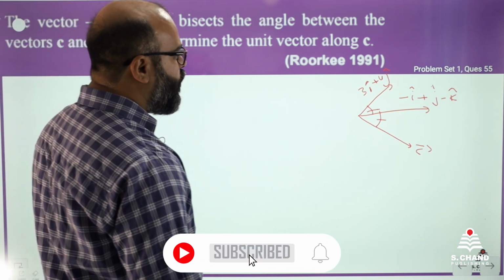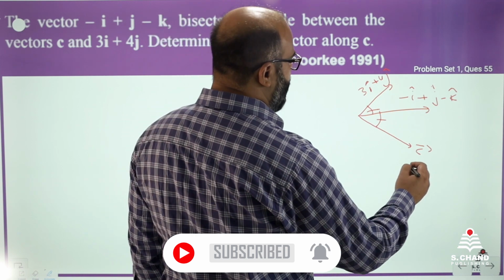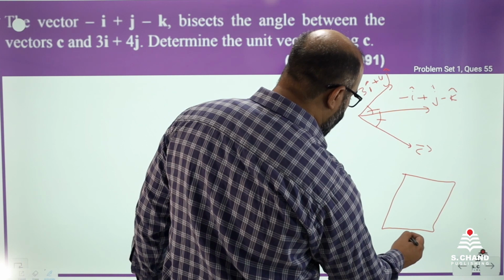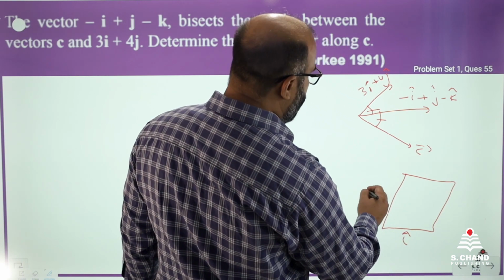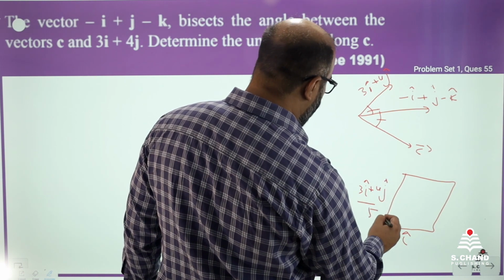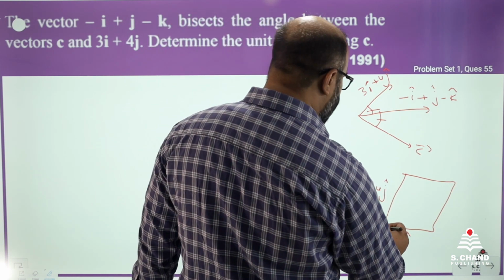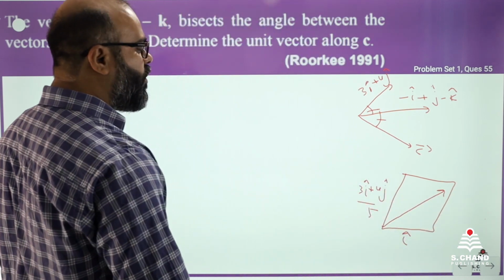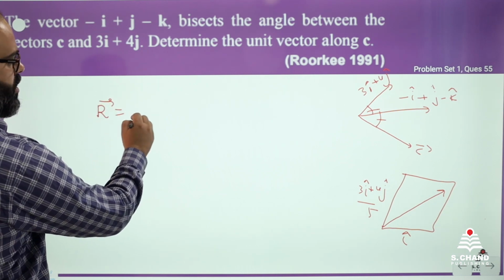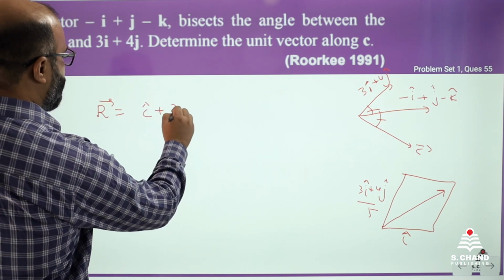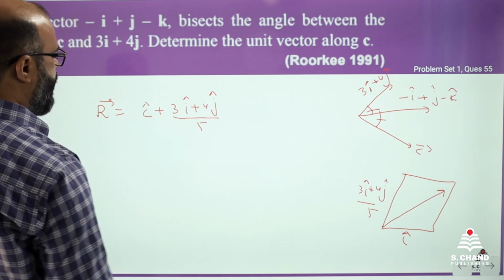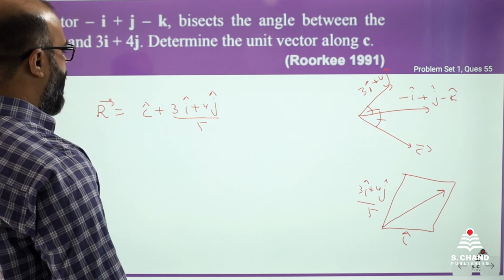So what we have to do for an angle bisector is take a rhombus like this, and we can in fact take this as the unit vector C and this as the unit vector (3i plus 4j) by 5. Both of these are unit vectors, and the bisector would be simply the resultant of these multiplied with some lambda. So the bisector R will be C unit vector plus (3i plus 4j) by 5. This will be the bisector.